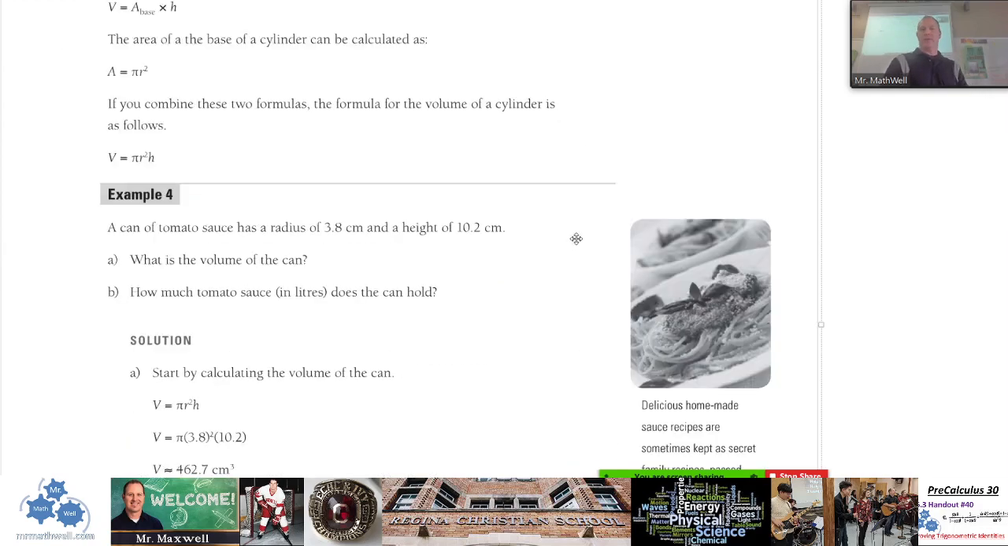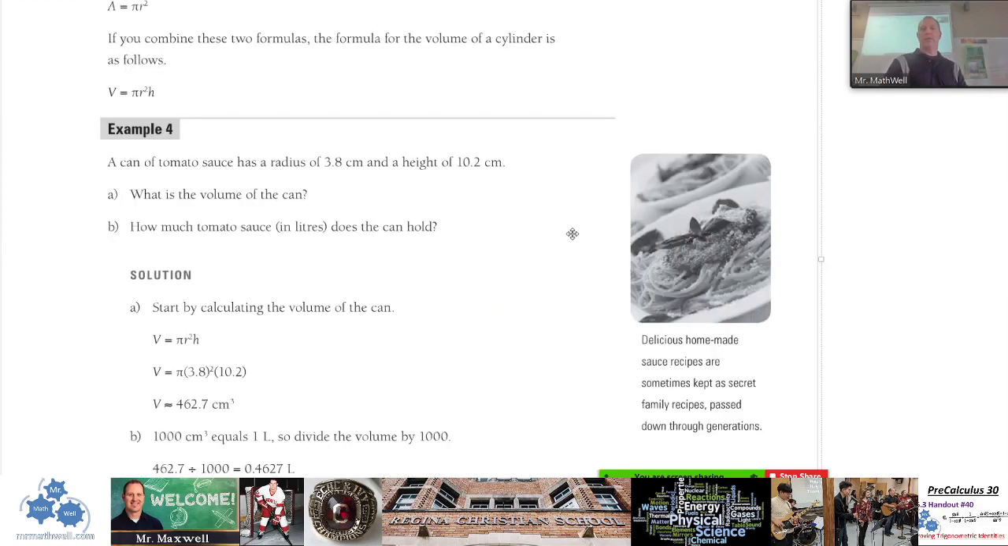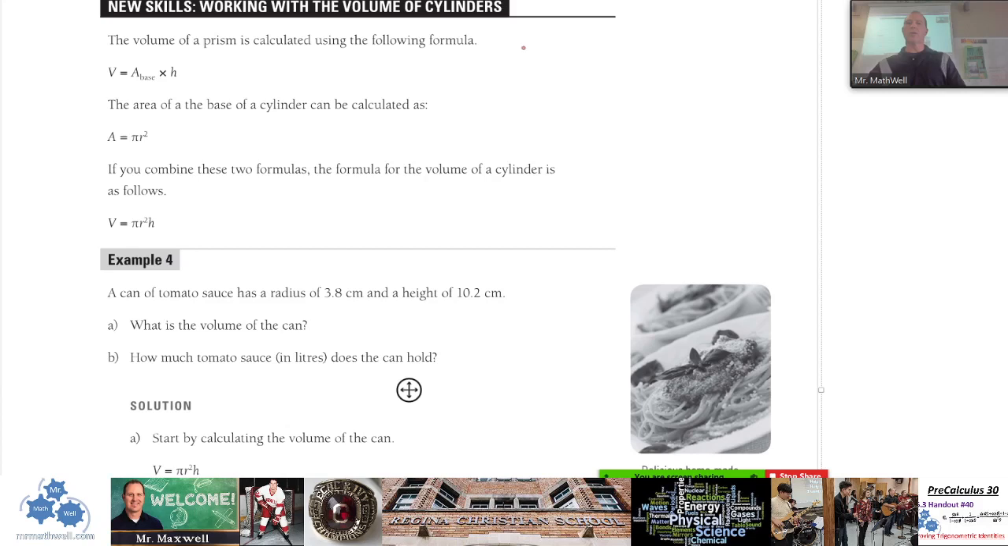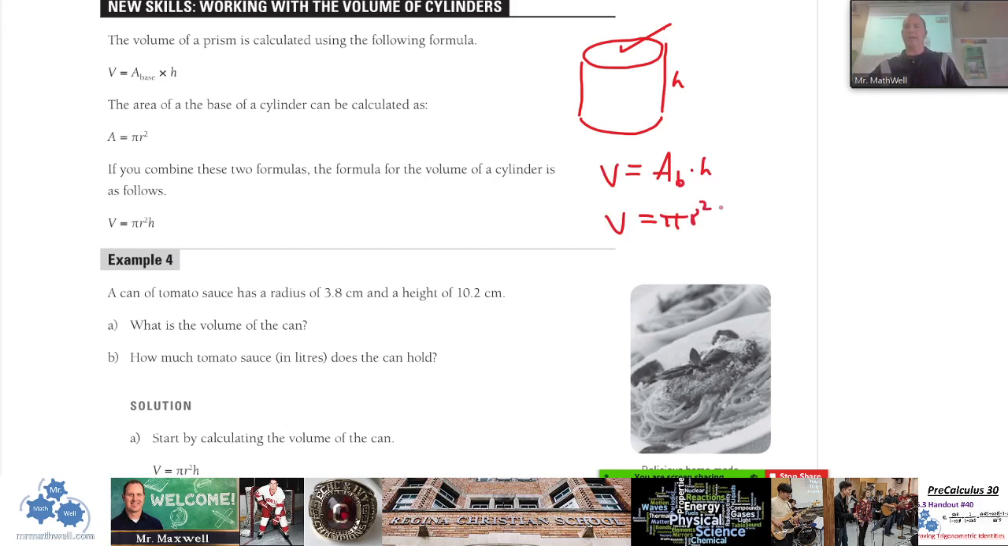Volumes of cylinders. Really, cylinders are just circular right prisms. I mentioned that before. So you take the area of the top and you multiply it by the height. So really easy. Volume for a prism is the area of the base times the height. For a cylinder, the area of the base is pi r squared, times height. So that's the volume of a cylinder. Pi r squared h.